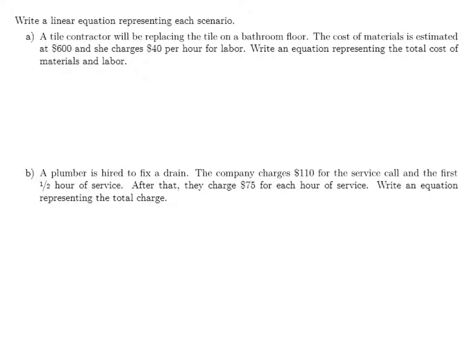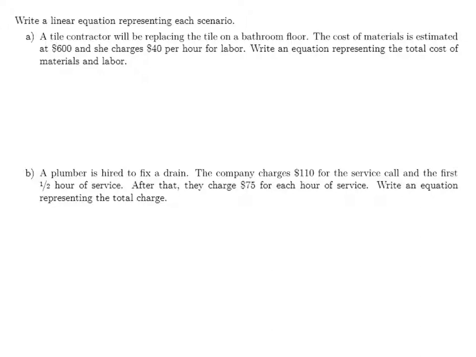In this first problem, we're told that a tile contractor will be replacing the tile on a bathroom floor. The cost of materials is estimated at $600, and she's charging $40 per hour for labor. We're going to write an equation representing the total cost of materials and labor. Like our previous examples, we can see that there's both a fixed cost and a variable cost that's based on that constant rate of $40 per hour.